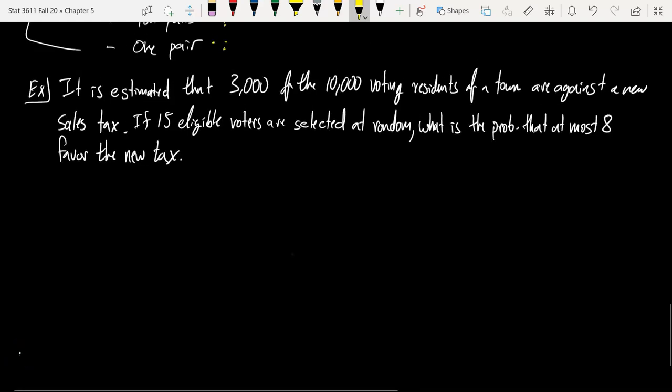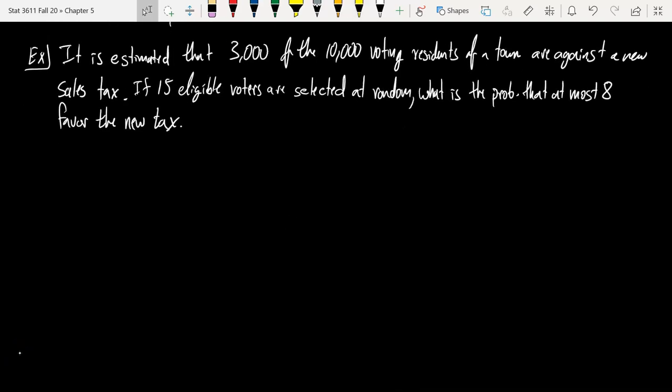Let's take a look at this last example here, just to try to tie this in. The hypergeometric distribution can actually be closely related to, and maybe even approximated by, the binomial distribution. And this is the kind of question where that's going to come into play. So let's take a look at what we have here.